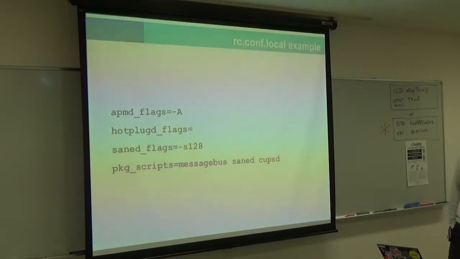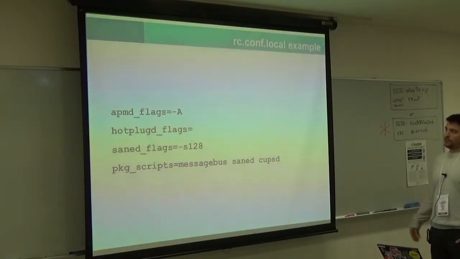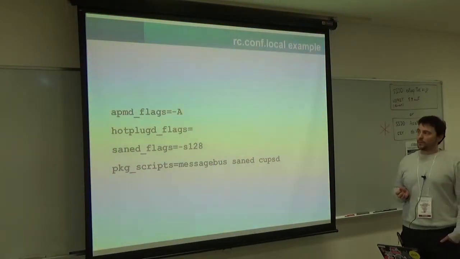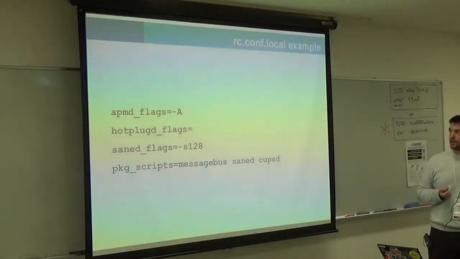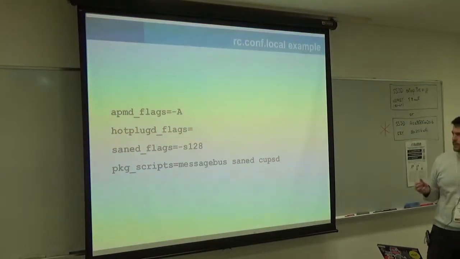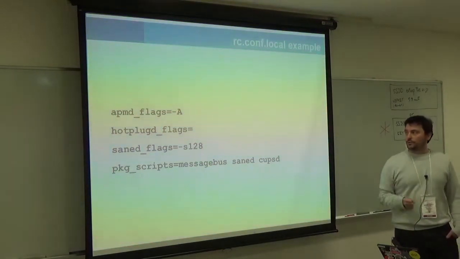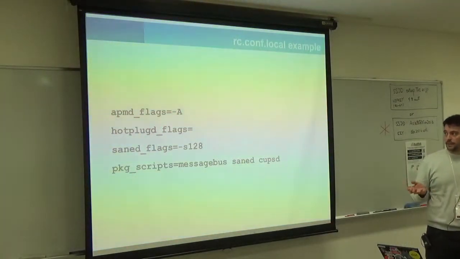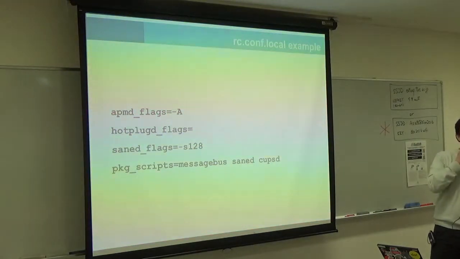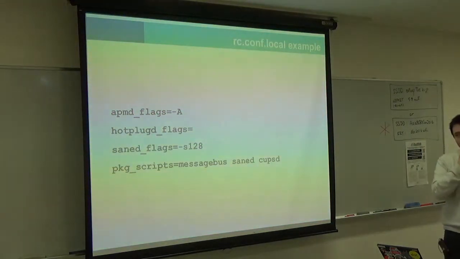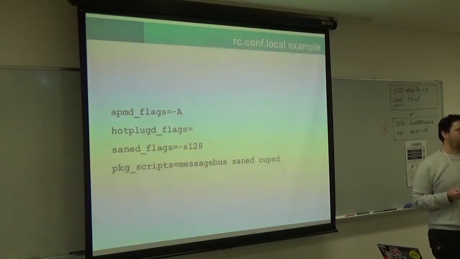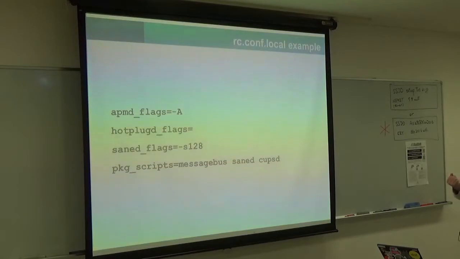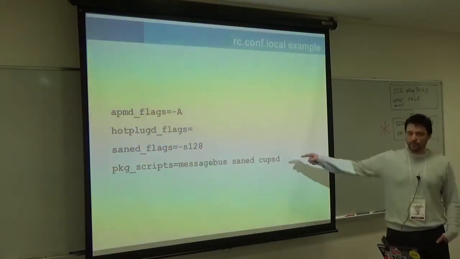So that would be a typical rc.conf.local example. The first line means we want to start apmd with the -A flag, which is auto performance mode, I think. Second one, we want to start hotplugd with no flags. And the third one doesn't mean that we will actually start saned. The reason is that saned is an external package script, it's not part of base. So, as I explained earlier, it will never be matched by a start_daemon in /etc/rc, so it will never start. So you have to explicitly add it to the pkg_scripts variable.